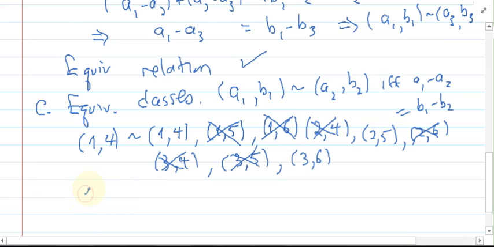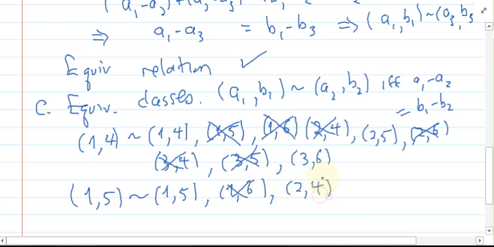So let's go ahead and check the next one. Let's check what (1, 5) is equivalent to. Well, we know it's not equivalent to (1, 4). It's certainly equivalent to (1, 5). Now let's see if it's equivalent to (1, 6). A1 minus A2 is 0. B1 minus B2 is negative 1. That doesn't work. Then we need to look at (2, 4). A1 minus A2 is negative 1. B1 minus B2 is 1. That doesn't work. (2, 5), we already have the equivalence class, so we don't even need to check it. (2, 6): A1 minus A2 is negative 1. B1 minus B2 is negative 1. We're good.